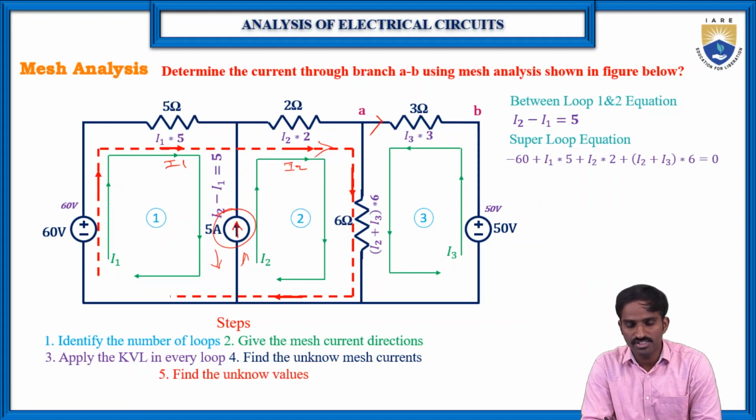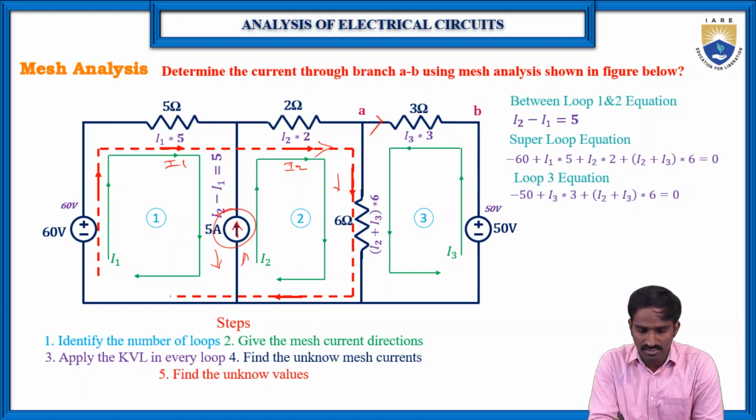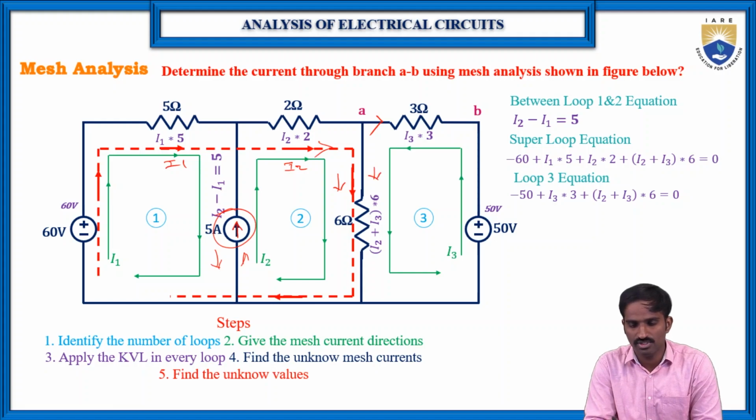Then the third equation is with respect to loop 3. With respect to loop 3, minus 50 plus I3 into 3 plus (I2 plus I3) into 6 is equal to 0, because here also this current direction and this current direction are the same.